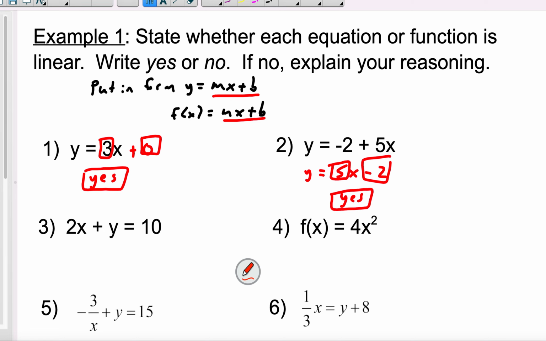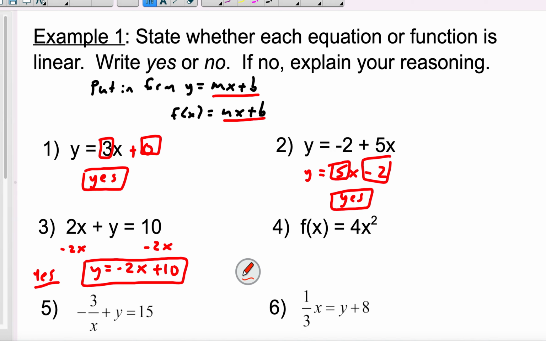What about this next one, 2x plus y equals 10? Well, the x is over there by the y, so let's move it to the other side. And so then we get y equals negative 2x plus 10. So now it's in that y equals mx plus b form. So this is definitely yes, it is linear.